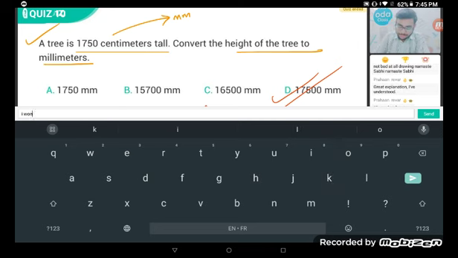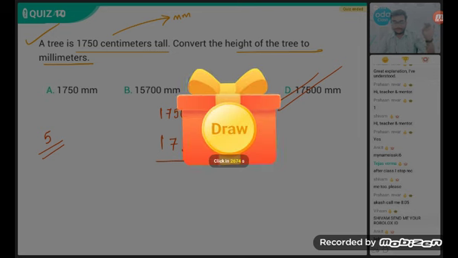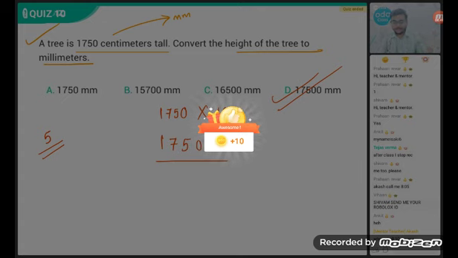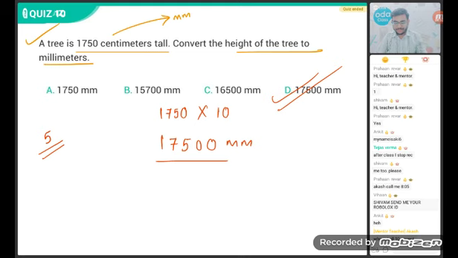Understood? Yes, can I get my favorite number 5 in the chat box? Before that, everyone tap on your screen and collect the coins. Amazing performance, you definitely deserve some coins. 10 coins to each one of you. Very good.